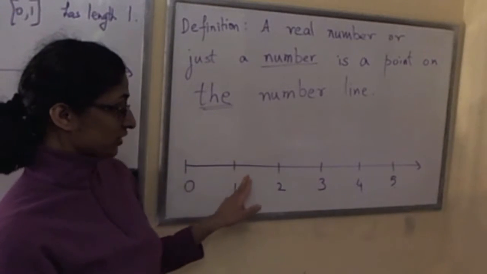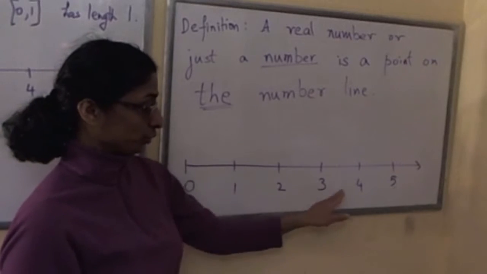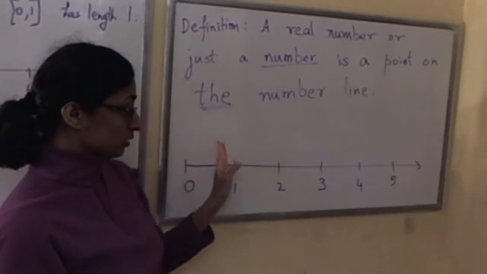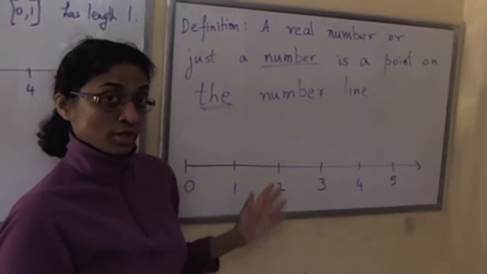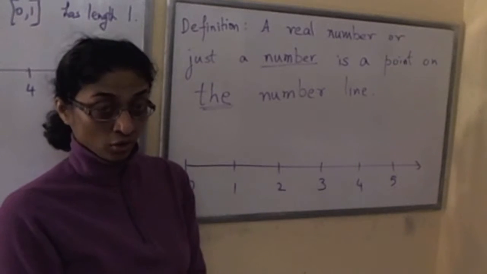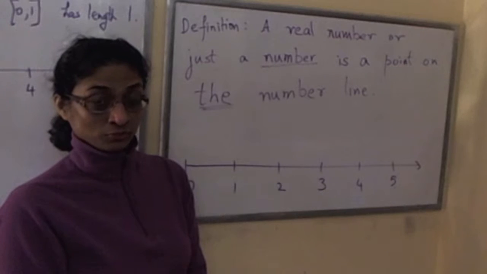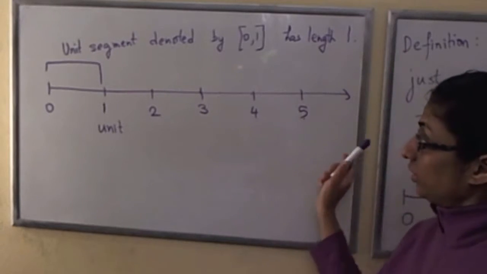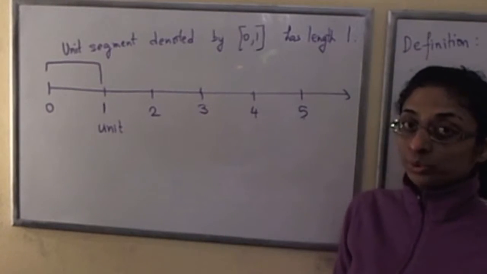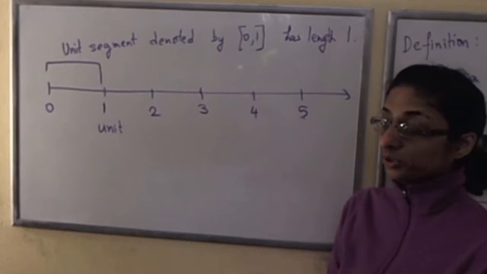And some of the points have been labeled as 0, 1, 2, 3, 4, 5, and so on. And lots of other points. They're also numbers. Right now we don't know what their labels or names are, and that's what we're going to be pursuing in the sequence of the videos. Here's the number line. I want to quickly introduce a few terms.